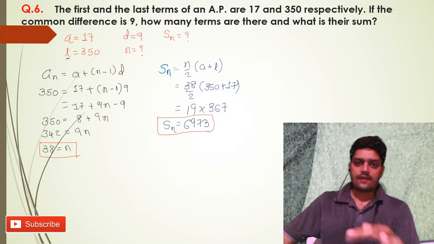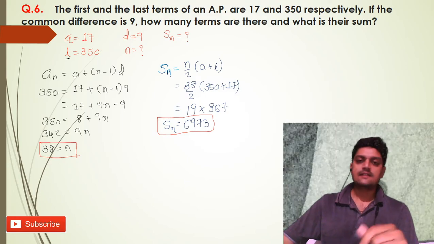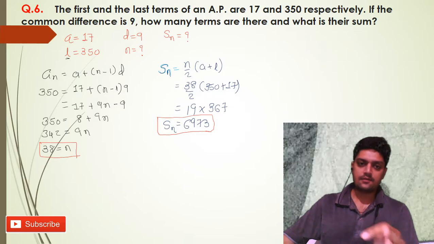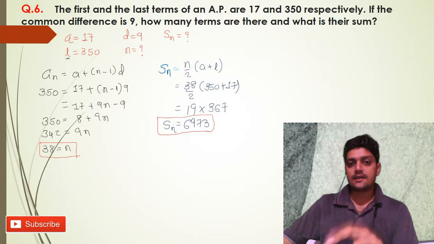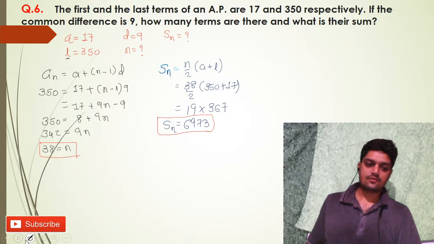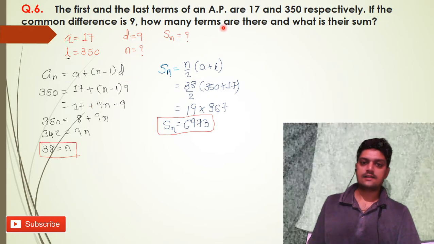So here your final answer should be in statement form. Okay, that we always discuss, that the final answer should be in statement form. So you have to write total 38 terms are here, because it is asked in the question. See here, let me show you by pointer. Okay, see this is the laser pointer.